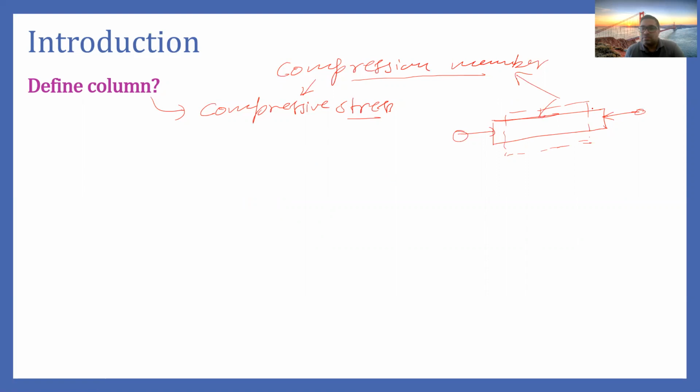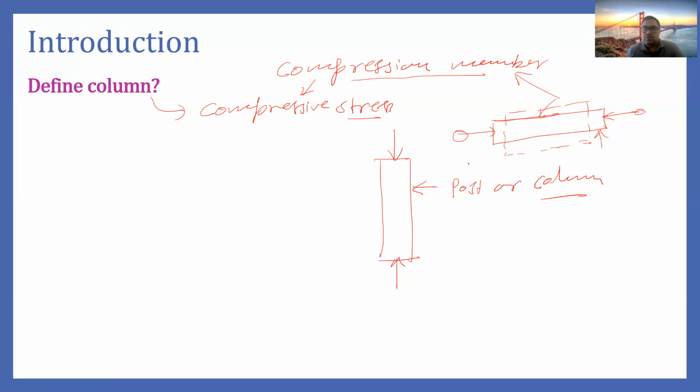Now this body may be horizontal, it may be inclined, it may be vertical. If this body is vertical and the compressive force is applied, in that case this vertical body may be termed as post or column. So the correct way we can define column is, the column is basically a vertical member which carry compression force.